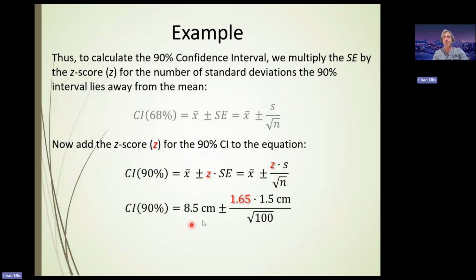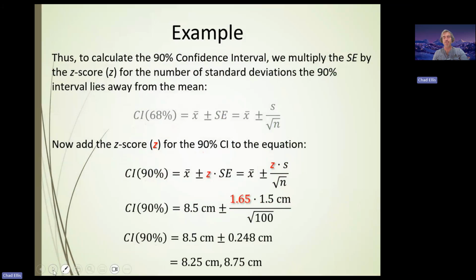So what this is going to look like is we're going to have our sample mean of 8.5 centimeters. Our Z value for a 90% confidence interval is 1.65. We multiply that by the standard error, and we get a confidence interval for 90% equal to 8.5 centimeters plus or minus 0.248 centimeters. So if we add and subtract that value, now our 90% confidence interval is going from 8.25 centimeters up to 8.75 centimeters.